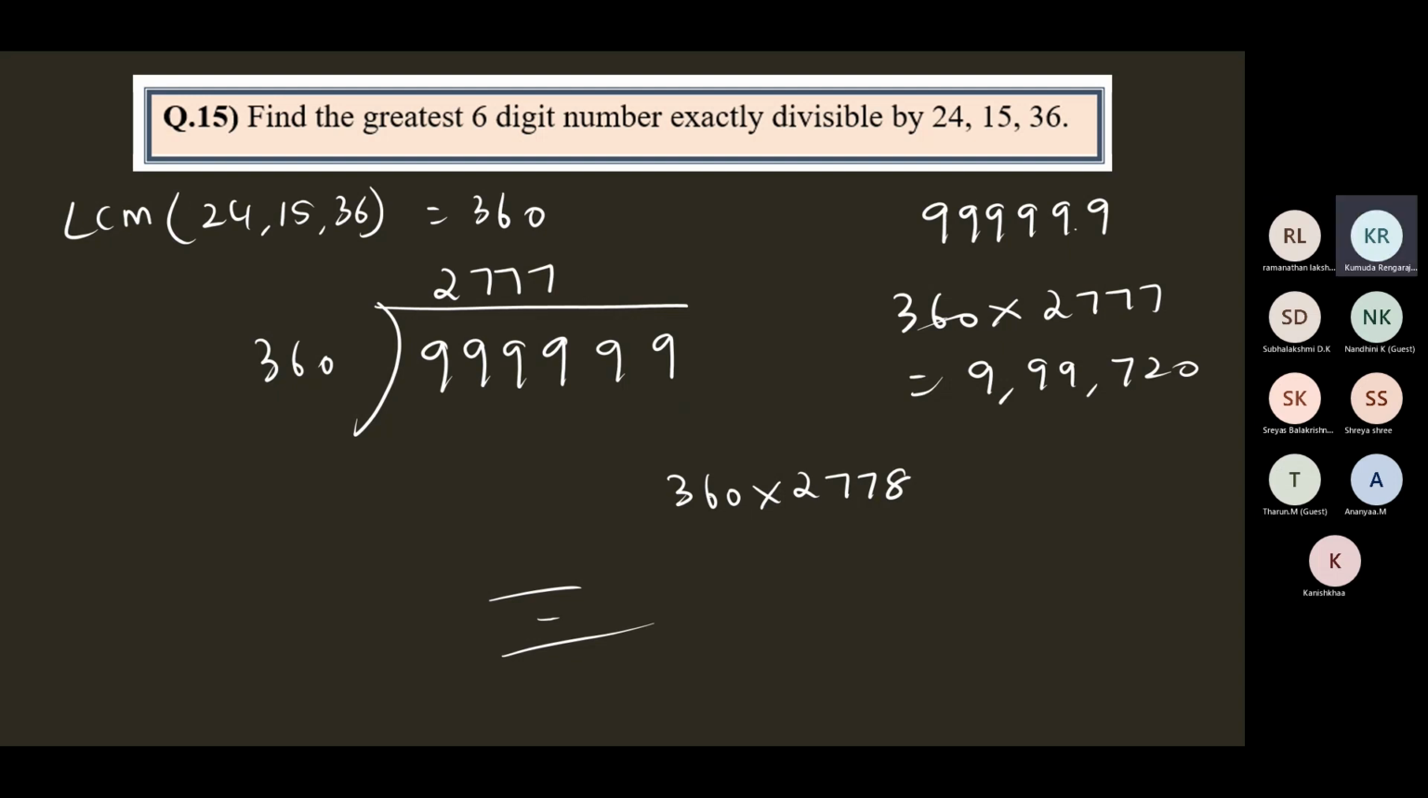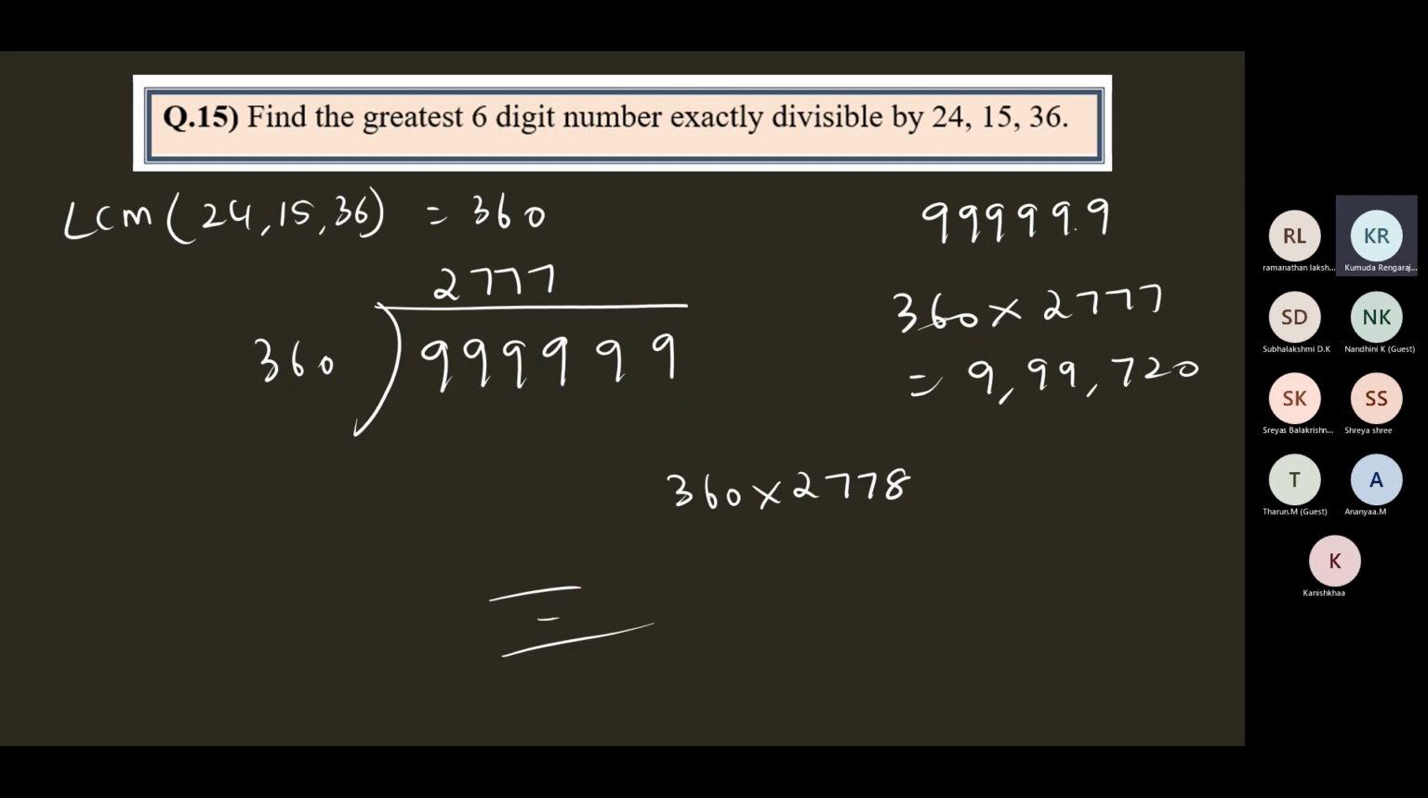So first find the LCM of the given three numbers. And since you are looking for the greatest 6-digit number, take up the greatest 6-digit number and perform the regular long division. So the quotient will give you some idea. Multiply 360 with the quotient 2,777.